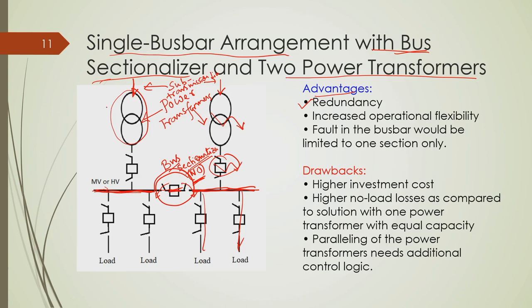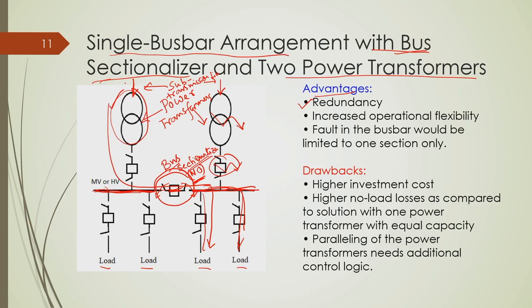This means we can bring power through this transformer and through this bus sectionalizer to those feeders, provided that the total load demand of these feeders, along with the total load demand of this feeder, the summation of all the load demand, does not exceed the transformer rating. Under this condition you can keep these feeders energized.